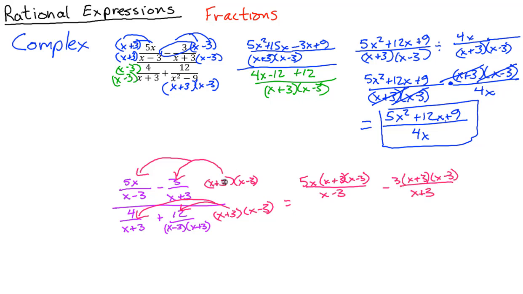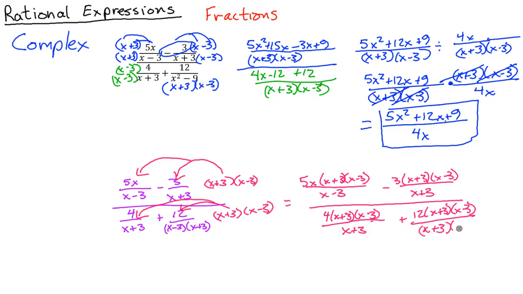We're kind of doing this in slow motion. Some of you can kind of see what will cancel when we do this. 4 times x plus 3, x minus 3, all over x plus 3, and plus 12, x plus 3, x minus 3 all over x plus 3, x minus 3. Whew! Now you slash and burn everything where you have a similarity. So now we see what we have left. We have 5x times x plus 3. So we get 5x squared plus 15x.